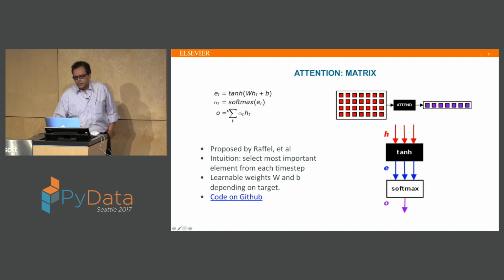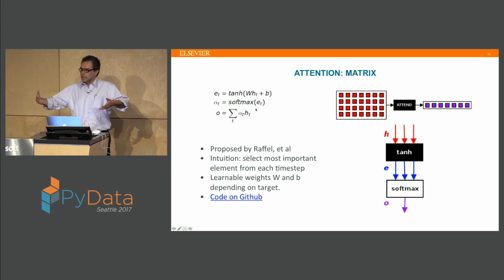So essentially what you do is you take the input signal H, multiply it with a weight matrix, add a bias, and take the tanh of that. The tanh squashes it between -1 and 1. And then you take that and run a softmax on the output.